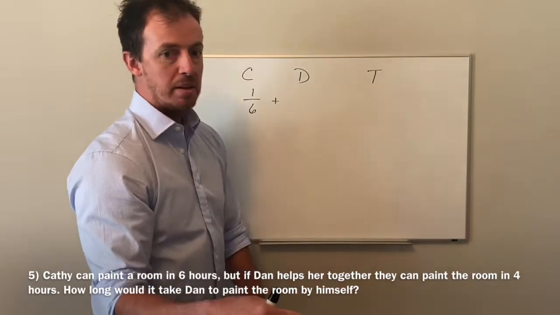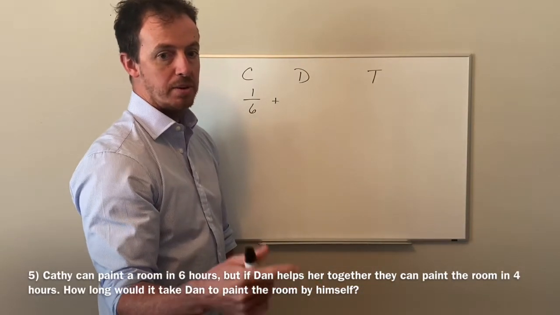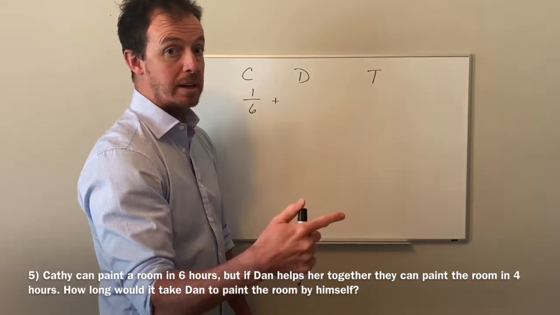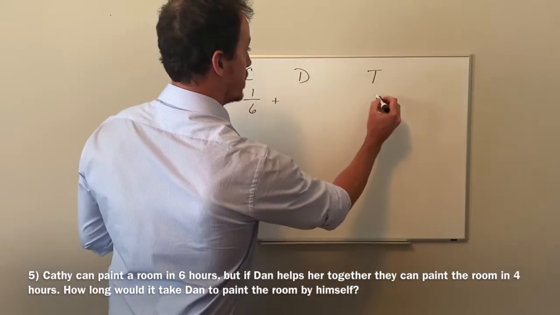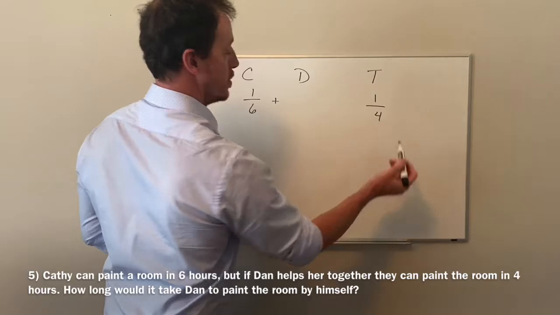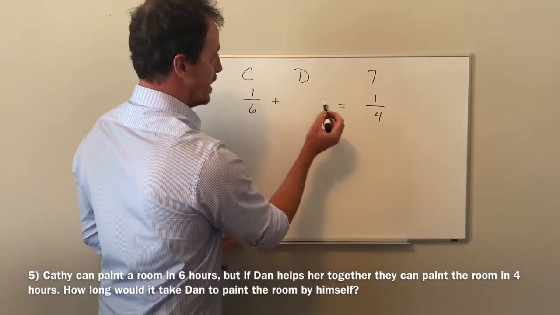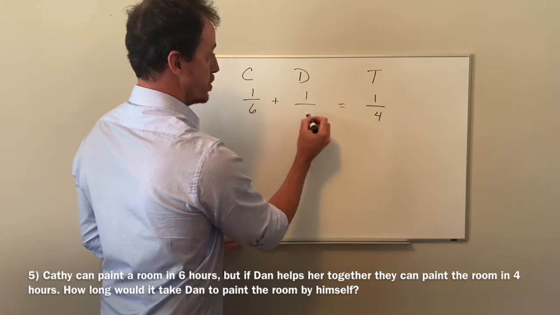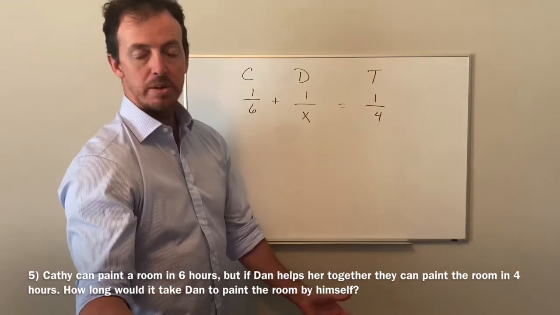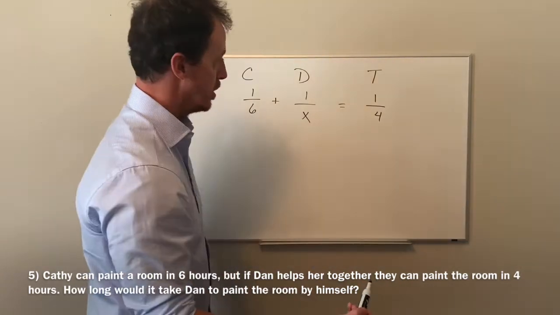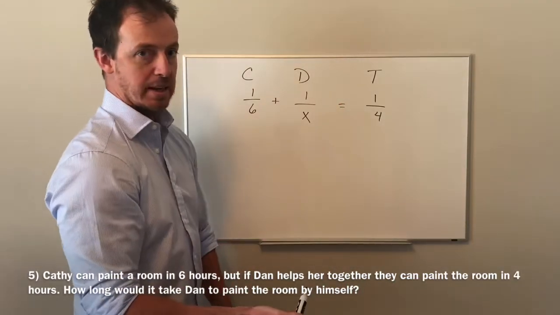This time they don't tell us how fast Dan can do it, but they do tell us that they can do it together in 4 hours. So the total is 4 hours. So that's 1 over 4. Dan is the one that we don't know, so give him a 1 over x or 1 over t or whatever you're calling it. It doesn't matter.